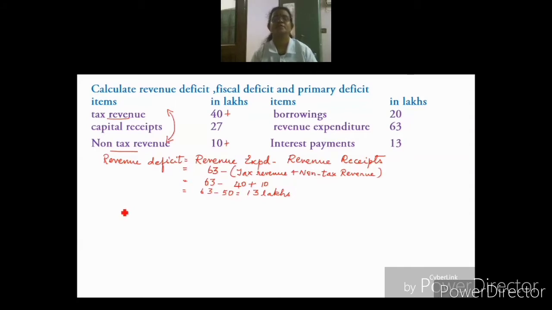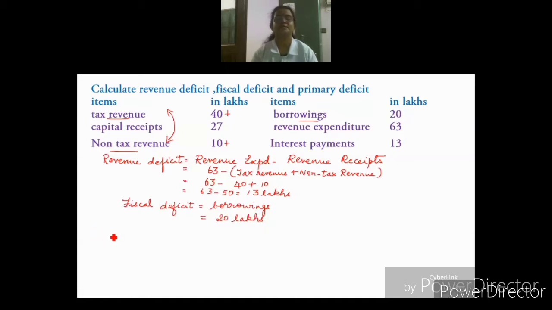The next one that we have to find out is fiscal deficit. I've already told you if borrowing is given in your question, that is equal to fiscal deficit. So borrowings is nothing but the fiscal deficit. So you can just like that copy that down. Fiscal deficit is equal to borrowings is equal to 20 lakhs. If at all borrowings is not given, then you have to work out using the formula.